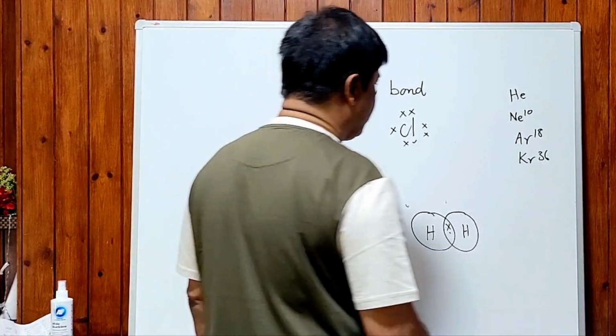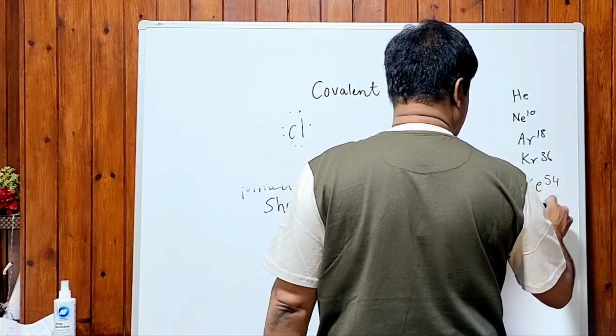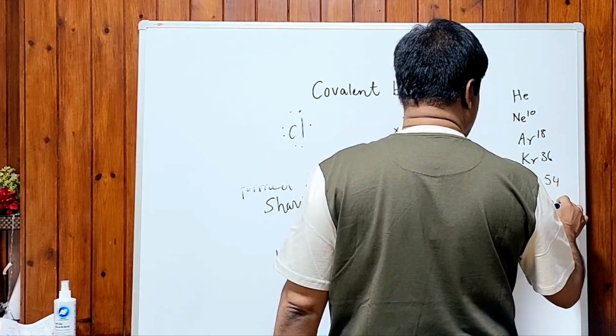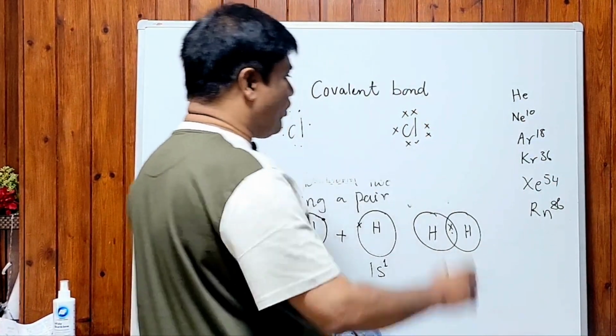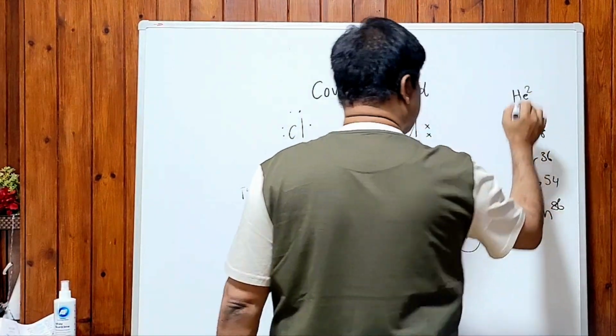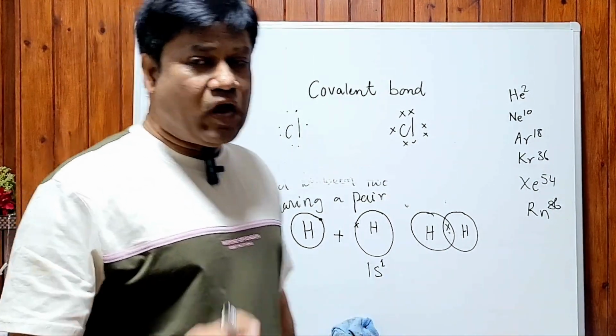Xenon 54, radon 86. They have 8 electrons in the valence shell, the outermost shell, except helium.